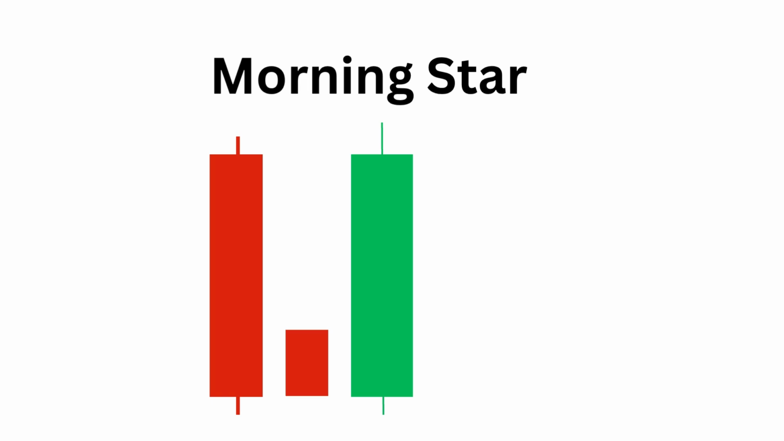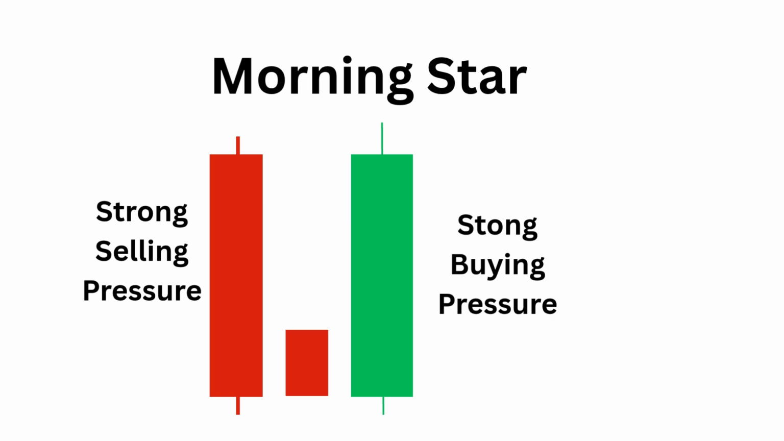So what's happening here? The first candle shows strong selling pressure. The second candle shows that sellers are losing steam and the market is pausing. The third candle? That's where buyers come in strong and push the price back up.